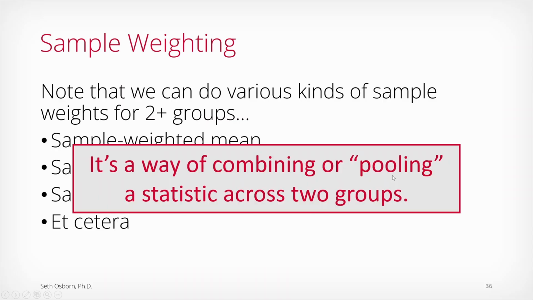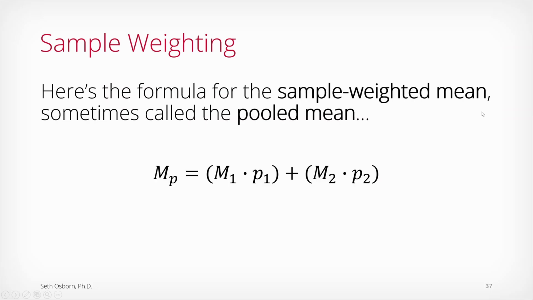When we do this, it's called pooling them, okay? I'm going to start by showing you how to pool or sample weight the mean, and then we'll translate that to the sample weighted variance. So here's the formula for the sample weighted mean, or the pooled mean. This is the way I like to write it because it's pretty straightforward and simple. You take your first mean, and then you multiply it times the proportion of the total that it makes up.